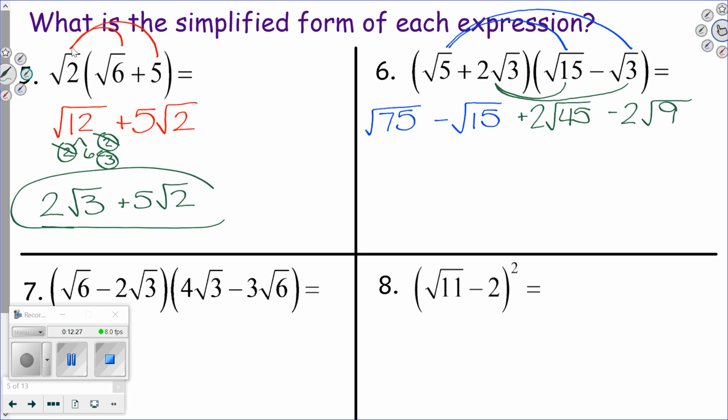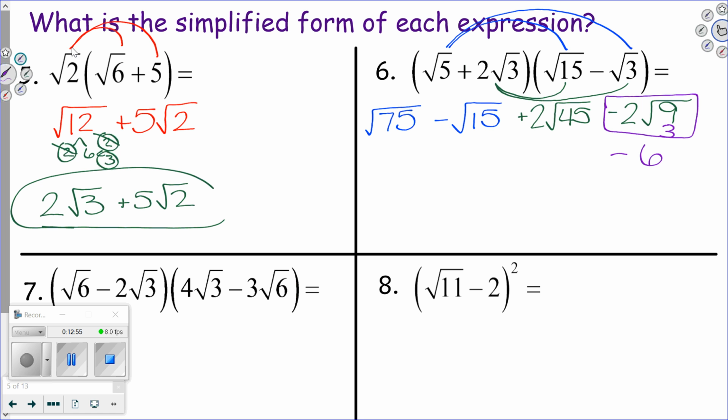Are warning lights going off when you see radical 9? You better be. What's so special about 9? It's a perfect square. What's the square root of 9? That's 3. So what does this whole little term become? Because that's 3, it becomes negative 6. Do any of my other radicals simplify?